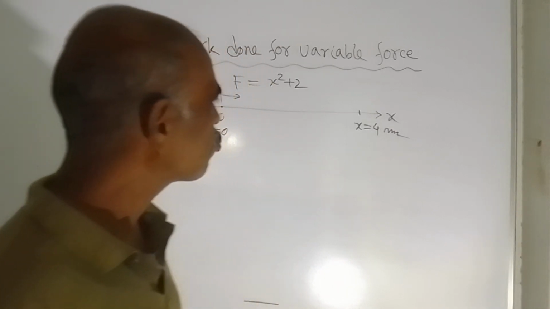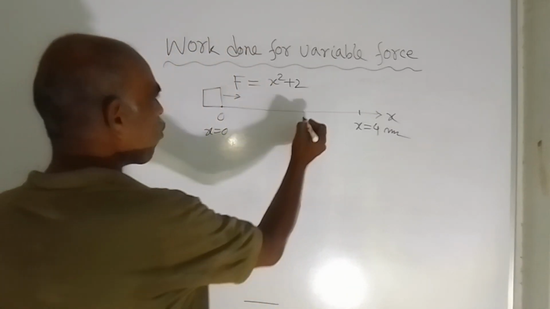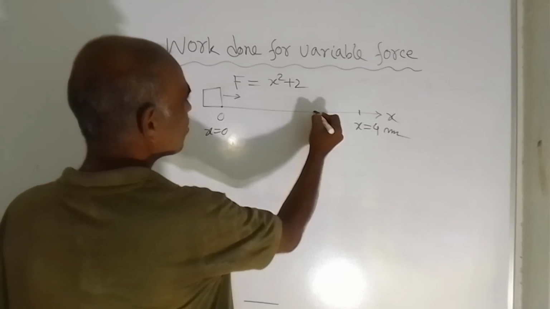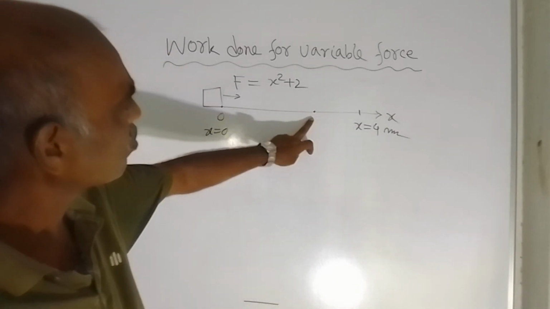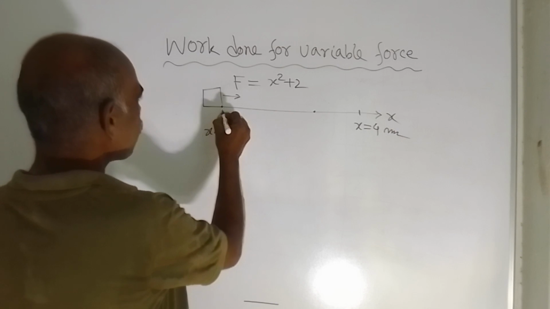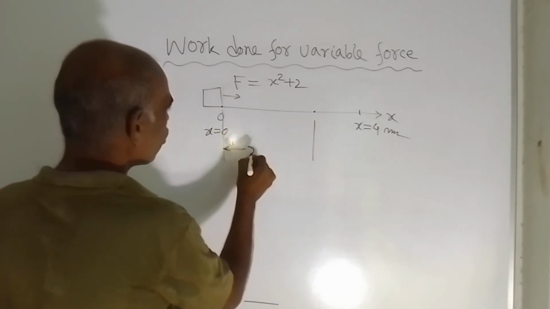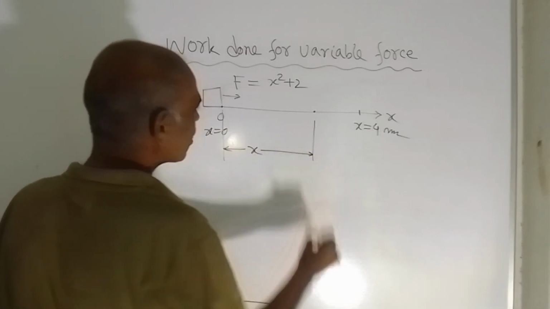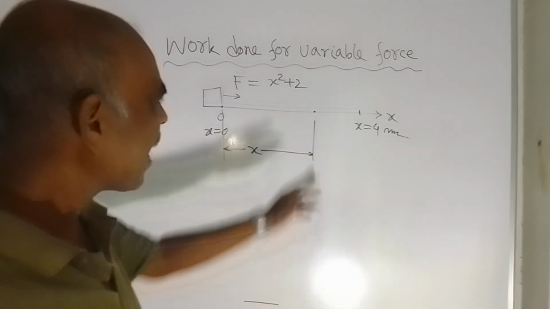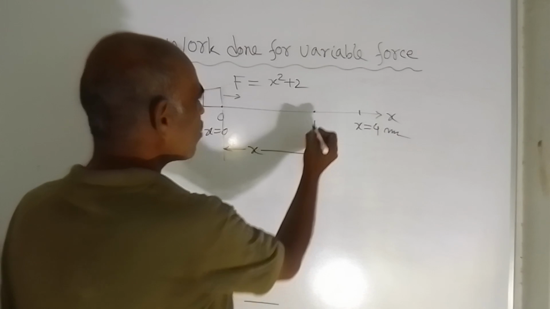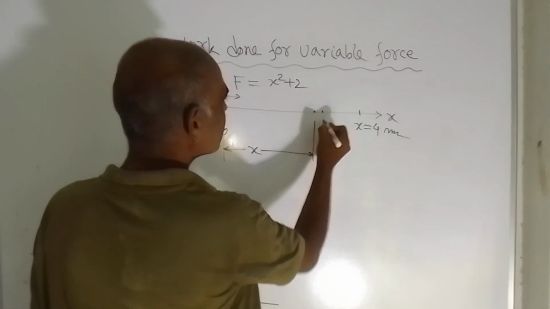So what you need to do, you take any point, say this point on this line. Can you see this point on this line? Say this point is at a distance of x from the origin, and just adjacent to this point you take another point, say this point.